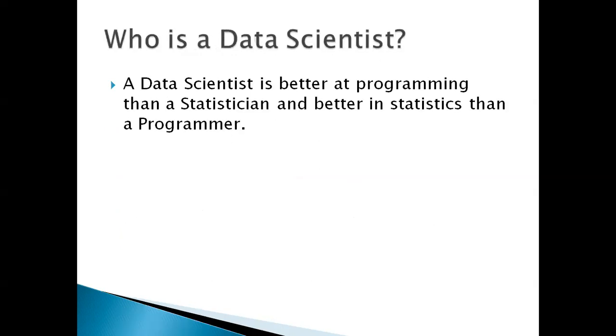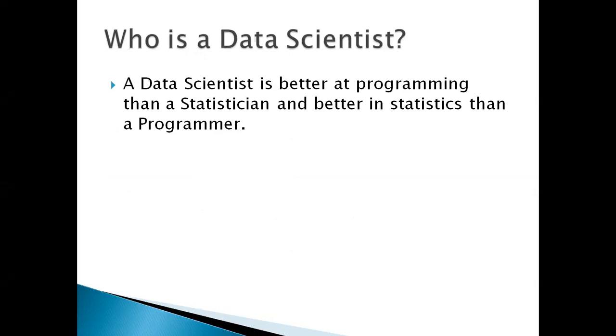Now, moving on, we have spoken about what data science is and how data science can help a business. Now, let's see who a data scientist is. I came across this very interesting definition of a data scientist sometime back when I was striving to become a data scientist myself.